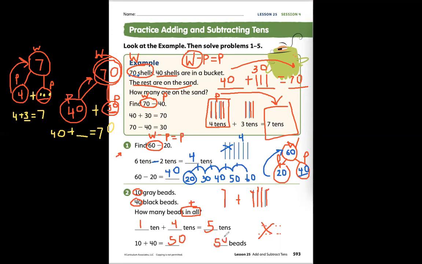50 beads. So notice how there are patterns every time we are doing math. If I have 5 tens and I add a 0 to it, the value of 5 tens is 50. If I have 4 tens and I add a 0 to it, I would have 40. 4 tens has the same value as 40.